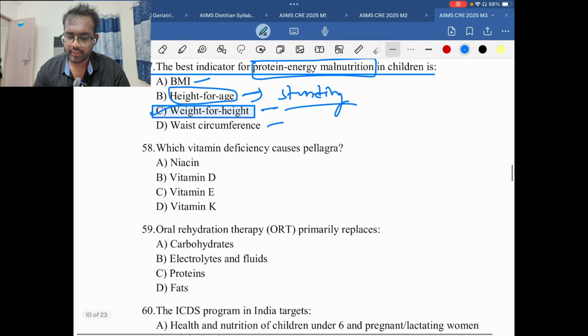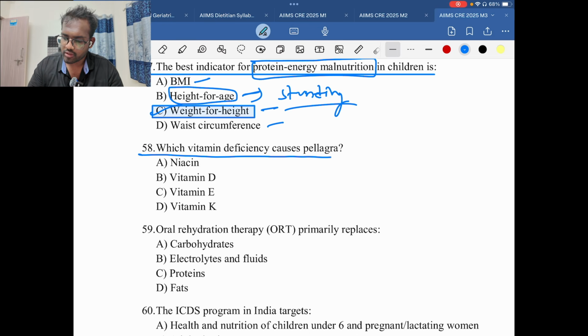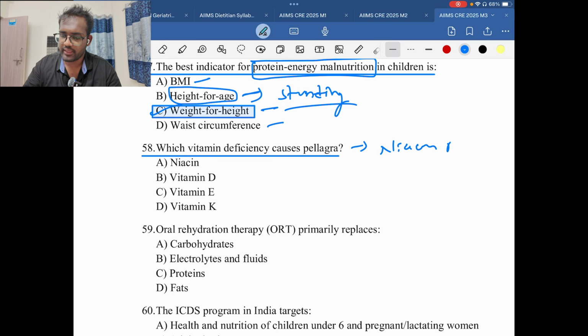Question number 58. Which vitamin deficiency causes pellagra? This is also a very easy question. Just now I explained, pellagra is caused by niacin deficiency, which is called B3. Okay, the answer will be A, niacin.